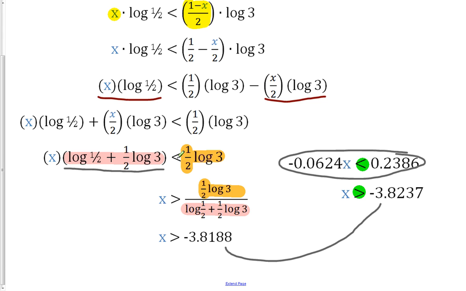And again, you remember we had the sign one way, and we divided by this negative constant, even though it was in a different form, we still had to switch our sign. And that is solving inequalities with different bases.